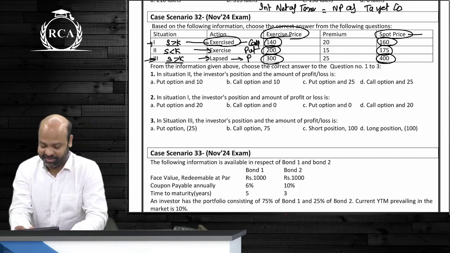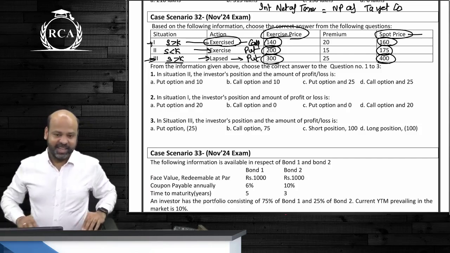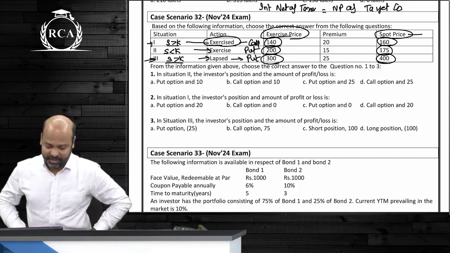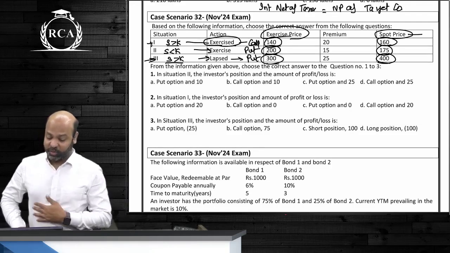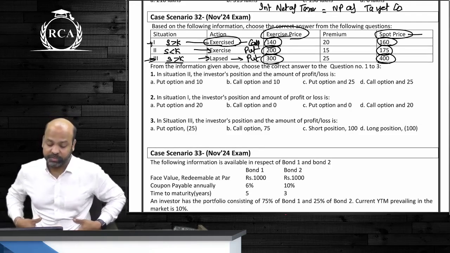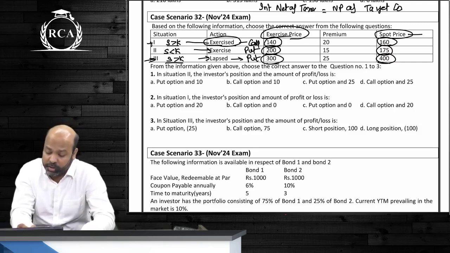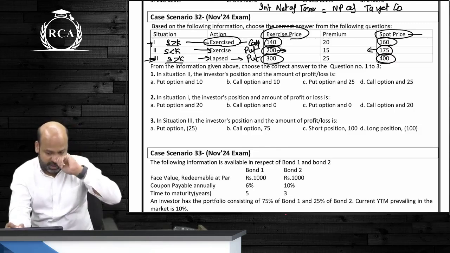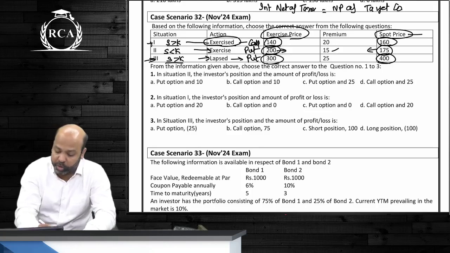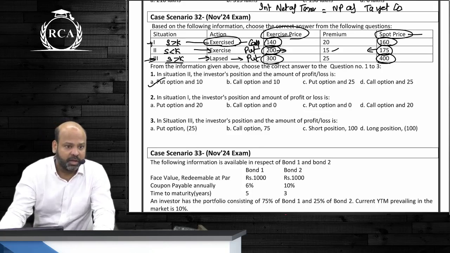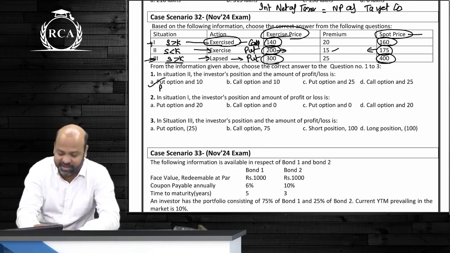I'm so sorry. I have to compare it with the second case. So you have lapsed there, so that's a put option. Now in situation 2, what was the investor's position? Put option. And then guys, how much will you get on settlement? 25. How much premium did you pay? 15. So it is a put option, and the amount of profit is 10 rupees, 25 minus 15.